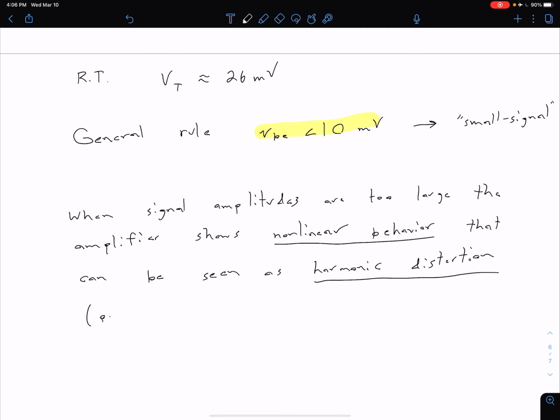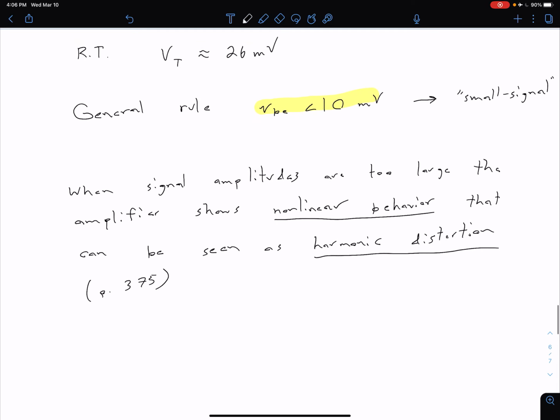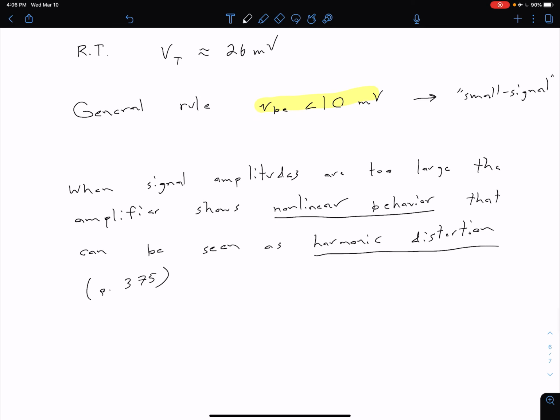Again, this isn't something that we're really going to talk about much at all beyond just mentioning it. If you do want to see a little bit more, there are a few more details on page 375 in the textbook. But of course, this is a topic that you can look up and find a fair amount on with some basic research. So now that we have a better idea about what we mean in terms of small signal, we're ready to start creating some models and building some amplifiers.